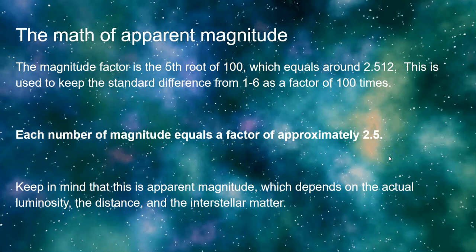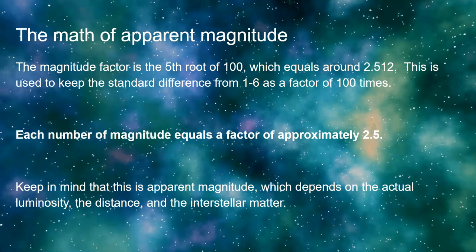Now, nothing to write down here, but I want to briefly talk about the math of apparent magnitude because you can probably handle it. The magnitude factor is the fifth root of 100, which is really strange. That is 2.512. And that keeps the standard from Ptolemy, which goes from 1 to 6 as a factor of 100 times. That means when you go from one magnitude to the next, either brighter or dimmer, you go up or down a factor of 2.5.